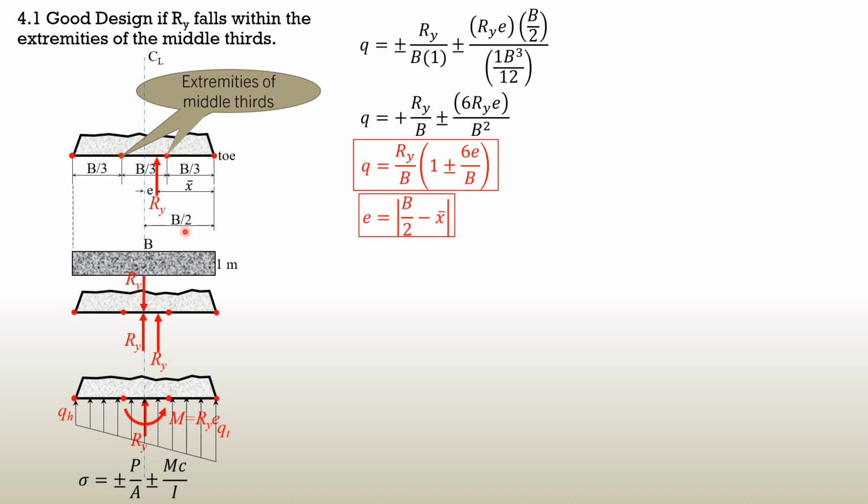Where E is the absolute value of B over 2 minus x-bar, or it is x-bar minus B over 2. We anticipate that Ry is always closer to the toe, so that's why it is the absolute value of B over 2 minus x-bar. If Ry is closer to the heel, then E would be greater than B over 2, so this formula is always true. So as suggested, you can use this formula if Ry lies within the extremities of the middle third, or the other formula, which is the volume of the soil pressure diagram, and apply Varignon's theorem.